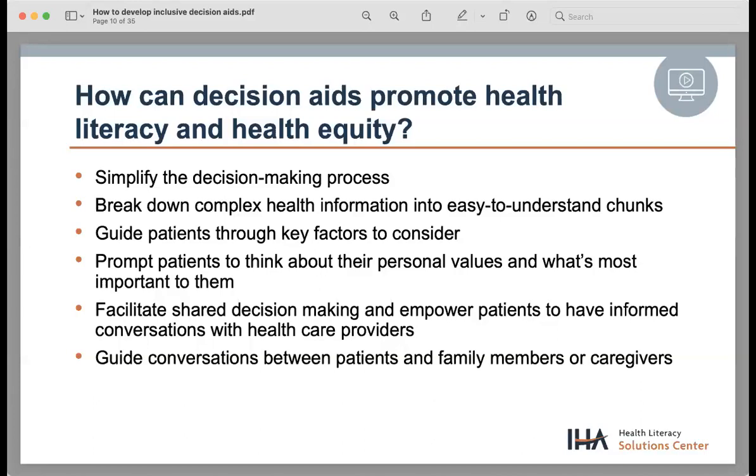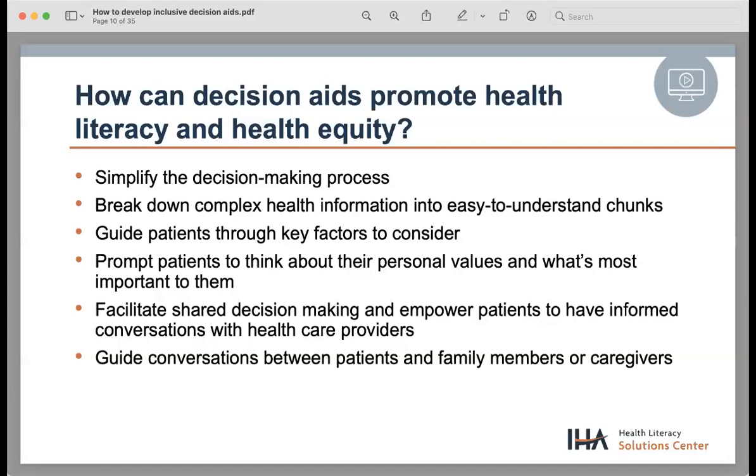Decision aids can also help people consider those emotional and personal aspects of what's most important to them, whether it's worth it for them, because that's often the decision that people are making: is this treatment option worth it in my particular circumstances and my particular needs? So the decision aids can really help people think through those values and preferences.